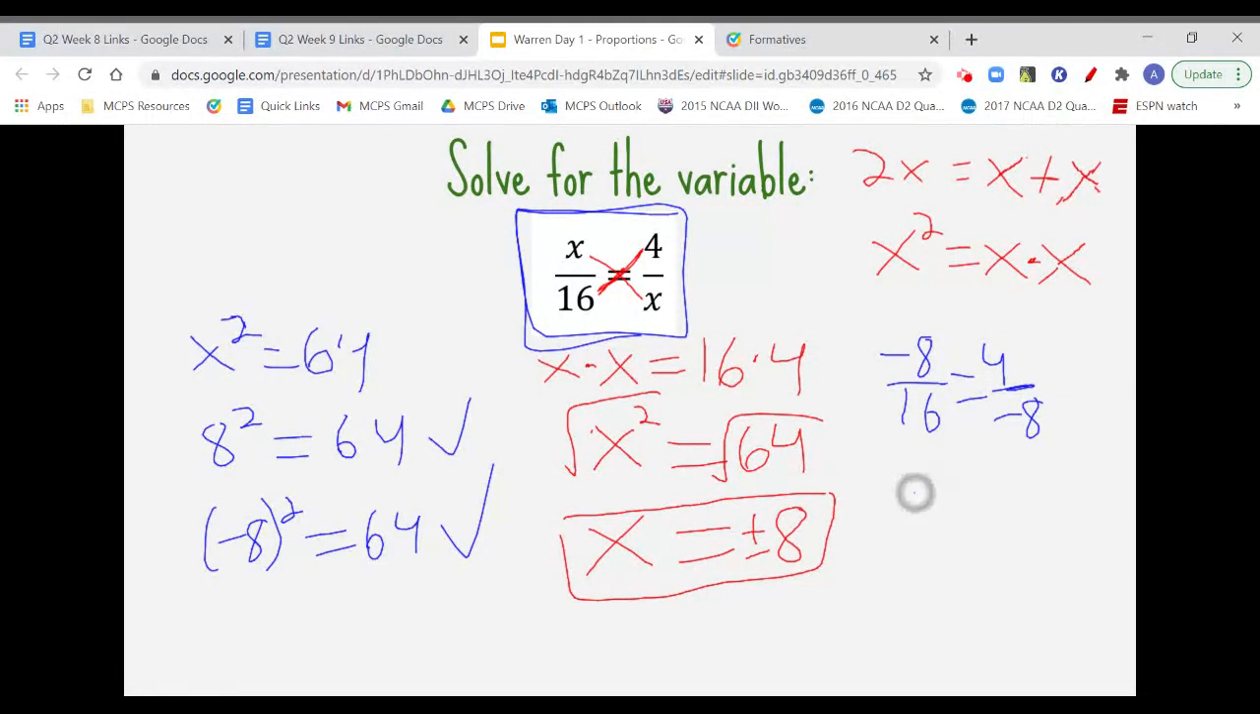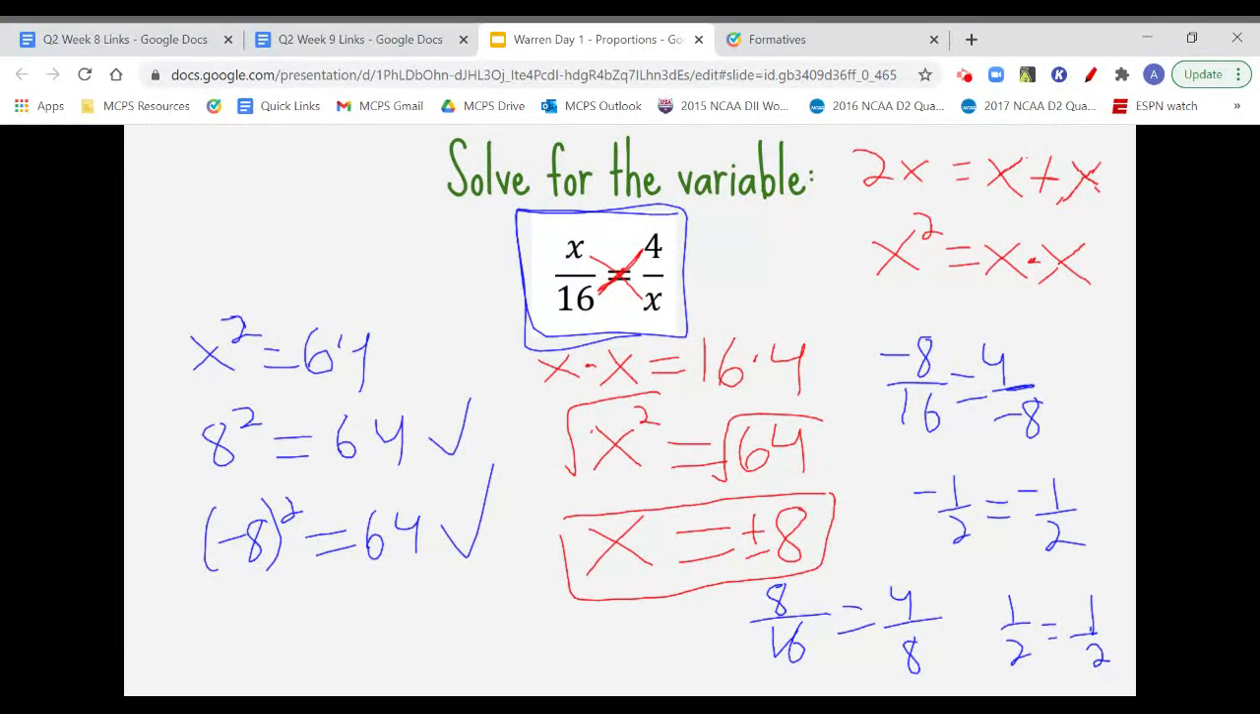Well, negative 8 over 16 simplifies to negative 1/2, and 4 over negative 8 also simplifies to negative 1/2. So you'll see how plugging in that negative version works out, right? And again, you could plug in the positive answer. And again, you'll see when I plug in positive 8, both of these simplify to 1/2. So 1/2 does in fact equal 1/2. So my answer works out.